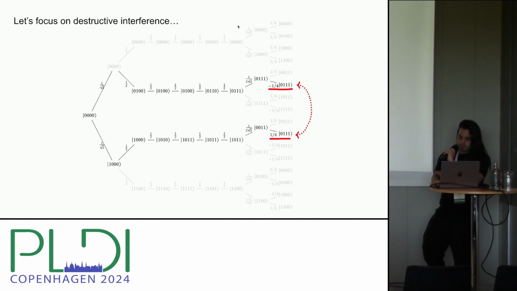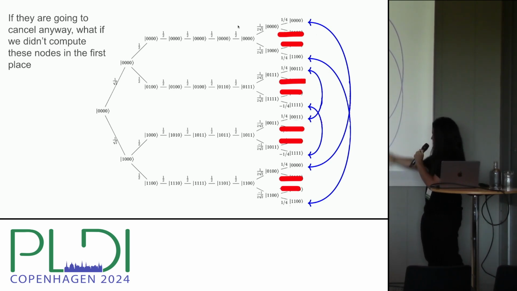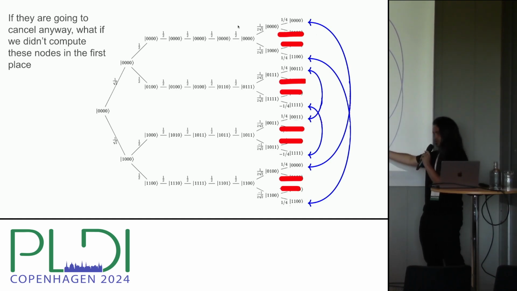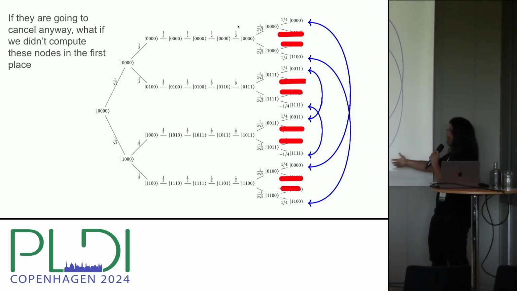If this thing is going to disappear anyway, what if I didn't have to compute it? Because it just seems like wasted work, right? It's going to disappear from my probability distribution. It is of no use to me, so why am I doing all this work? One, it is a computational step that adds some amount of complexity to my program, and 2, it is something that I have to store in memory.